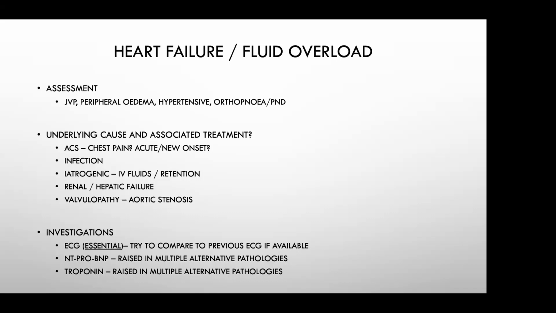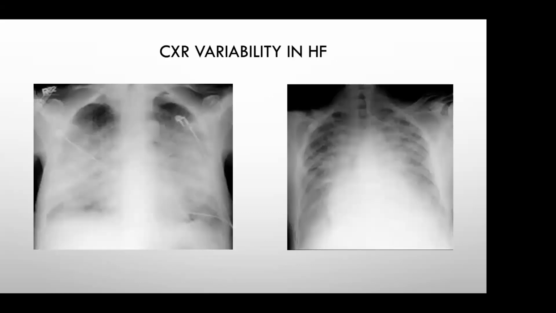Your BNP and your troponin can often be unhelpful in multi-morbid patients because they're raised in lots of other conditions, especially renal failure. But if they're astronomically high, it's useful and it can guide a conversation with a cardiologist. There is chest X-ray variability in heart failure. I think it's going to get quite confusing again for the COVID patients.